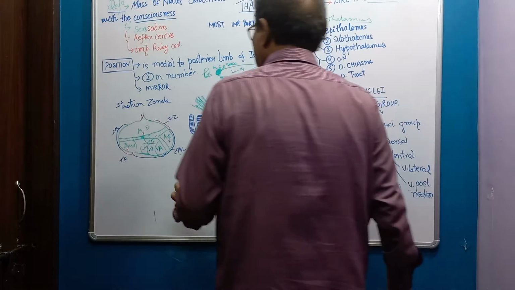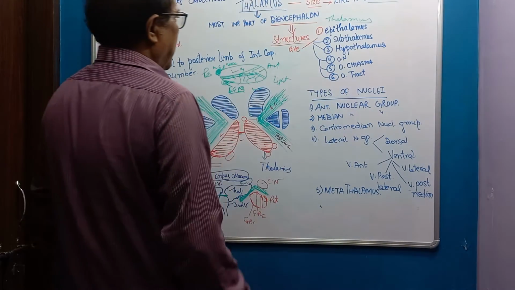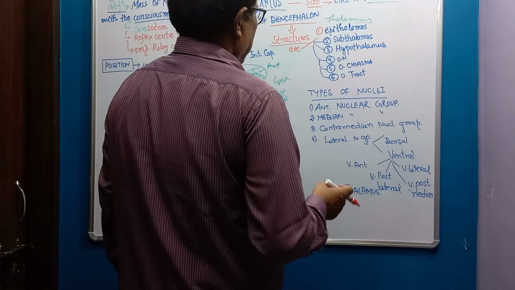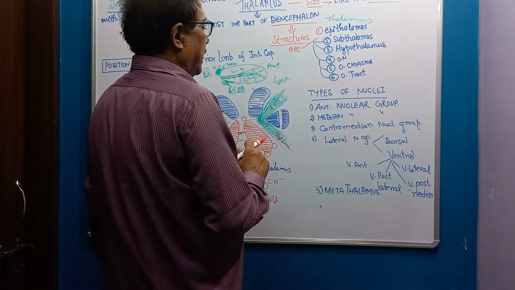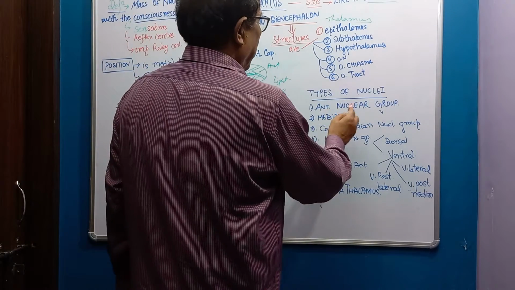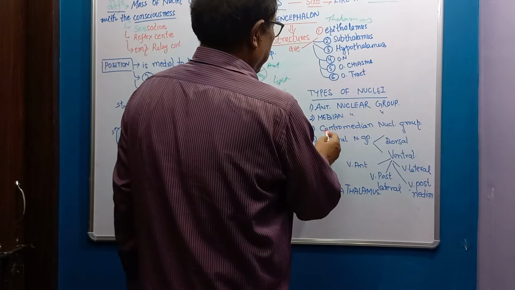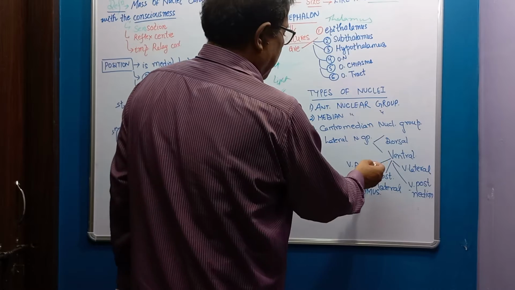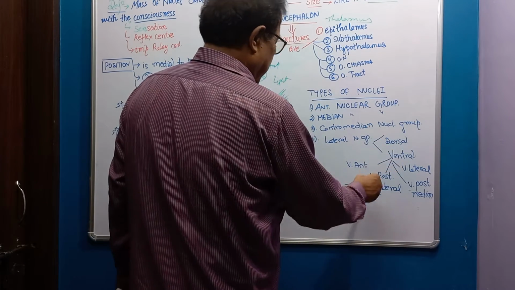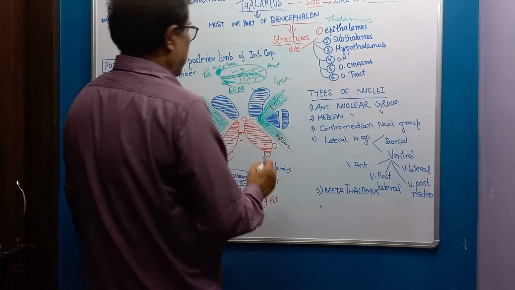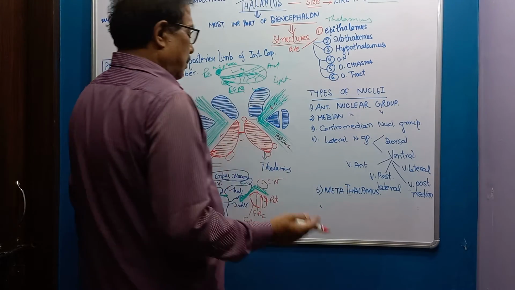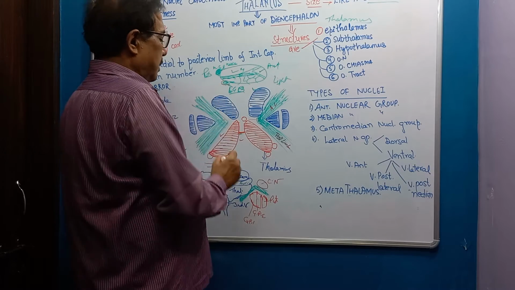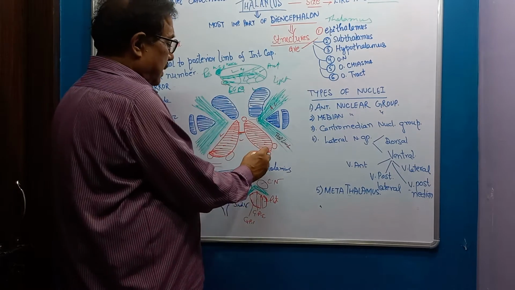Today we have learned about the anatomy and physiology of the thalamus. The groups of nuclei are the anterior nuclear group, medial nuclear group, centromedian nucleus, and lateral group, which has dorsal and ventral parts. Dorsal is also known as pulvinar. Then the metathalamus is divided into two parts: the lateral geniculate body, present on the lateral side, and the medial geniculate body.